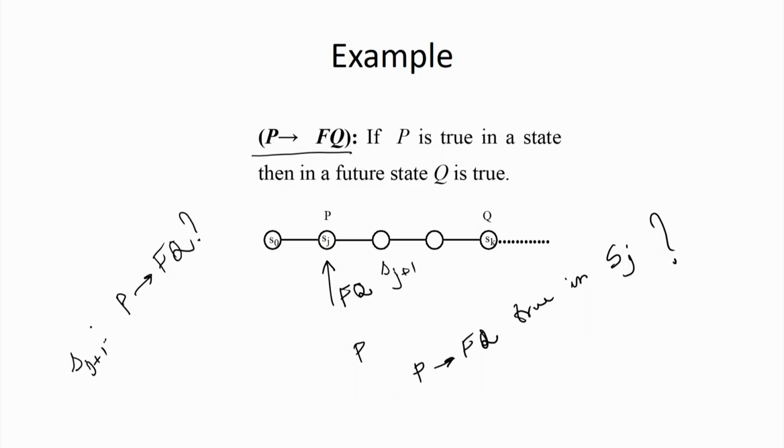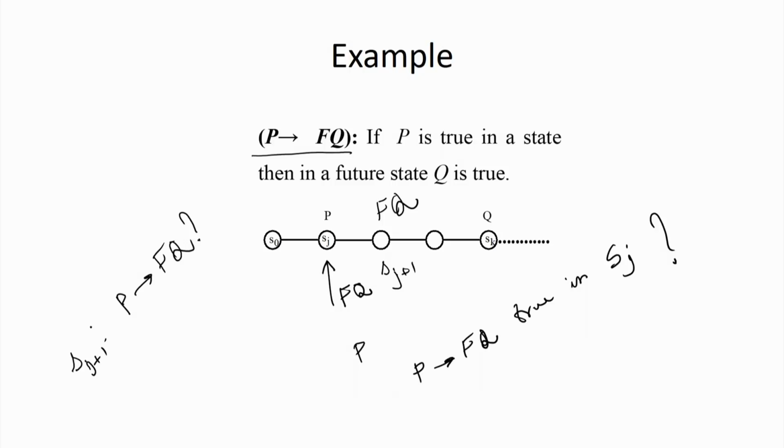Now, if I look into this particular state, from here in future somewhere I am getting a state S k where q is true. So, here F q is true. Okay. Now, here say P is not marked, that means P is false here. So, whether now P implies F q is true at that particular state S j plus 1.